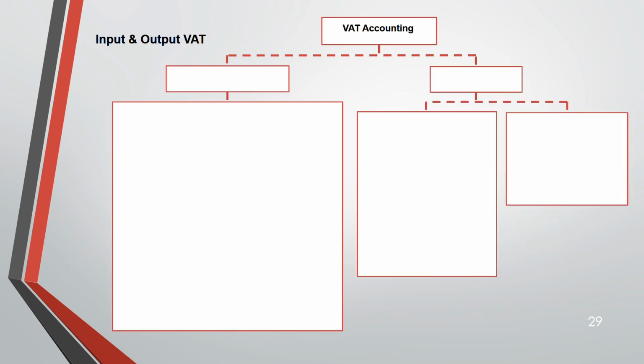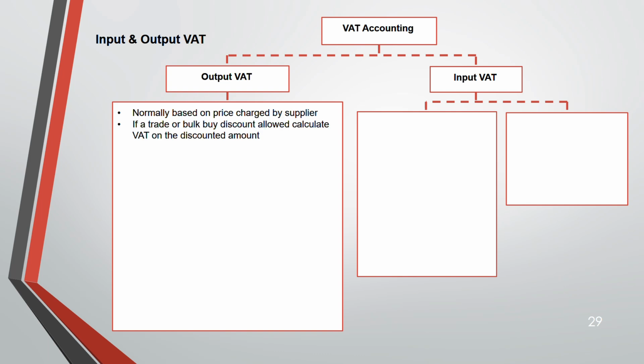Okay, next, VAT accounting. So VAT accounting: output VAT, input VAT. Output VAT is normally based on the price charged by the supplier. If a trade or bulk buy discount is allowed, calculate VAT on the discounted amount. Why? The customer is going to pay the discounted price. You reduce that trade discount from the price, and the customer is going to pay the discounted price. That's why you calculate VAT on the discounted amount.